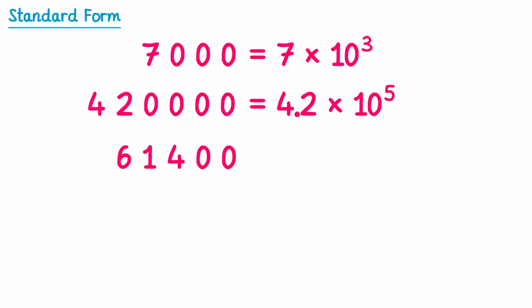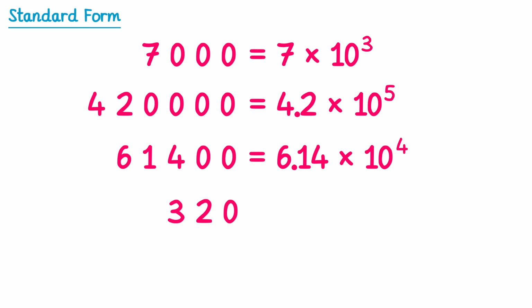So 61,400. We need to use all of these digits 6, 1 and 4 to create our number between 1 and 10, so that will be 6.14. Then we multiply this by a power of 10, we place the decimal point so it reads as 6.14, and we see how many times we need to multiply it by 10. So it's 1 time, 2 times, 3 times, 4 times. So it's 10 to the power 4. What about if we had this number here, 320? So this time we've got to use the digits 3 and 2, so it'll be 3.2.